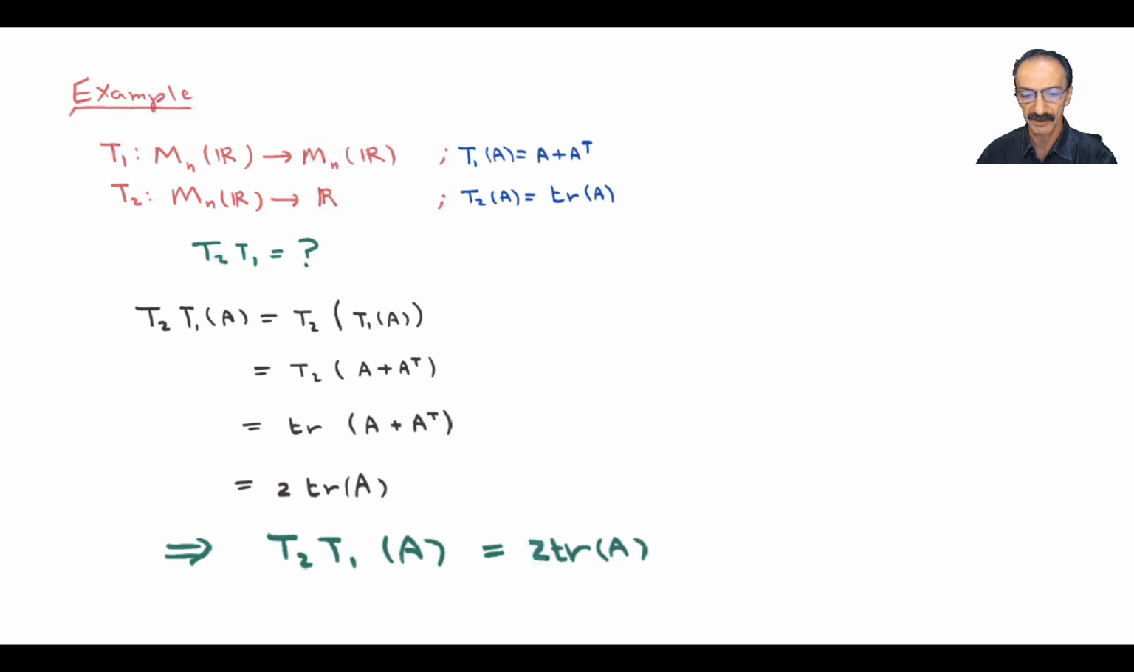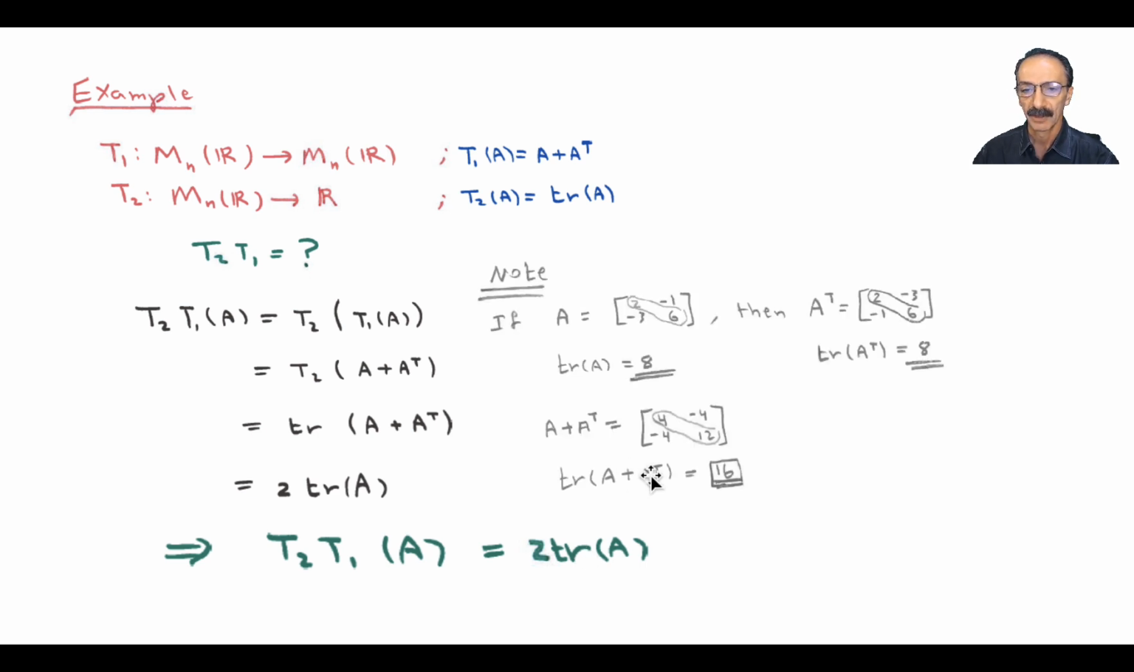So my answer is, what they want us to determine, T2, T1, is actually twice the trace of A. Let's see why, with an example. If A equals [2, -1; -3, 6], then the transpose will read as 2, -1 as the first column instead of the first row, and -3, 6 will be the second column. Notice that the main diagonal is the same: 2, 6.